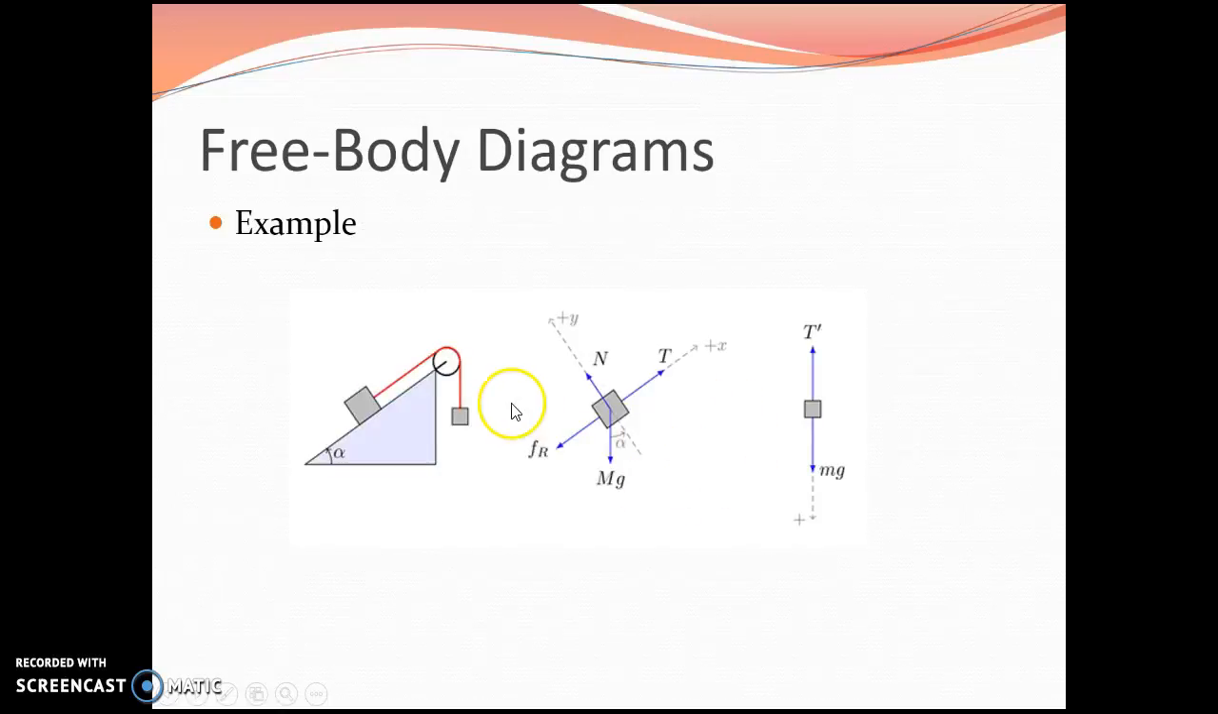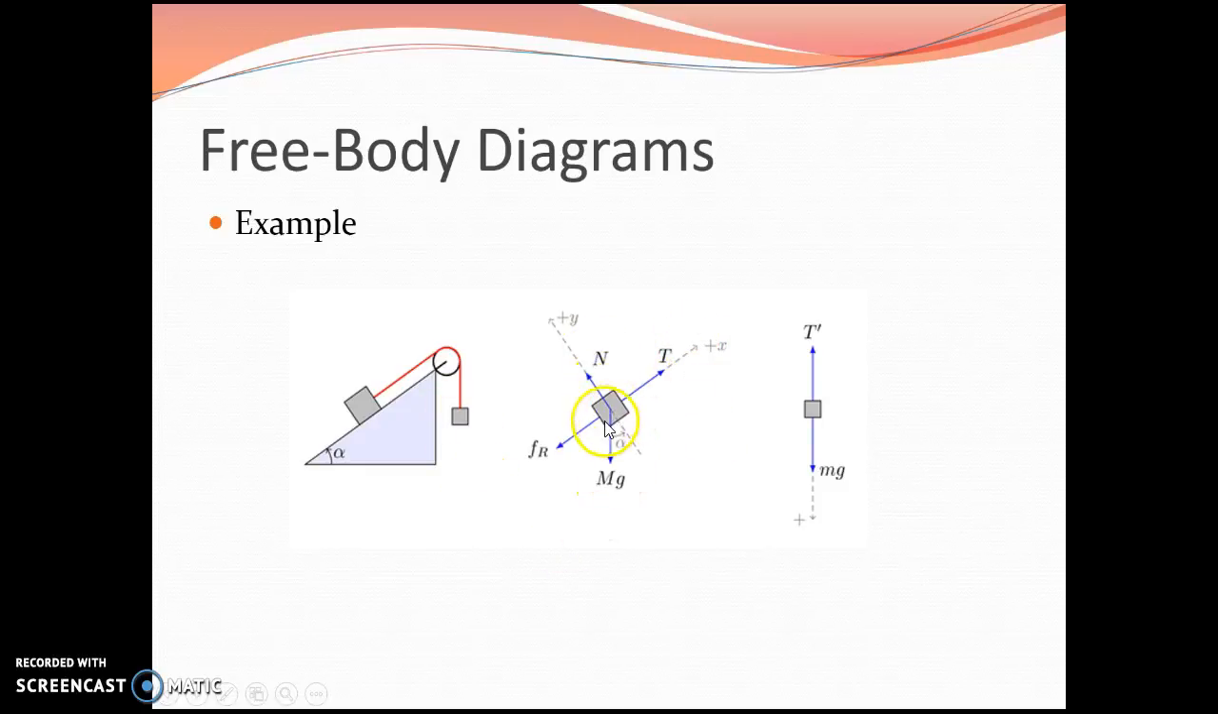Here's another example. They put a little bit more detail than I need from you guys, but you have a box here, let's say a package that's being pulled on by another package that's going around a pulley. You want to isolate what you're drawing a free body diagram of. So if I say draw a free body diagram of this box here, you want to isolate just that box. Don't show the ramp, don't show the pulley, don't show the other package.